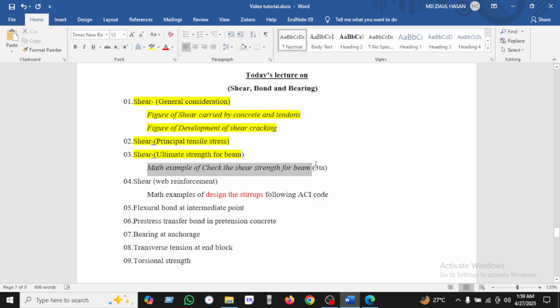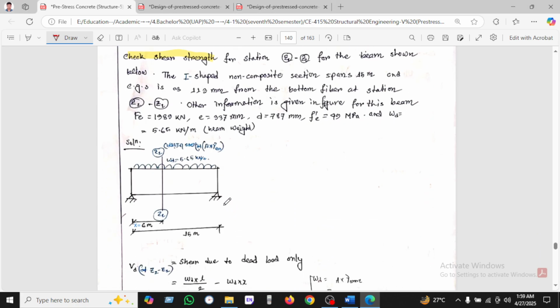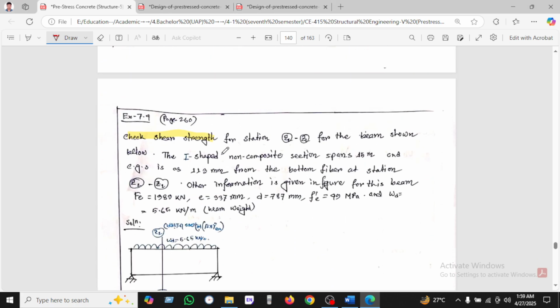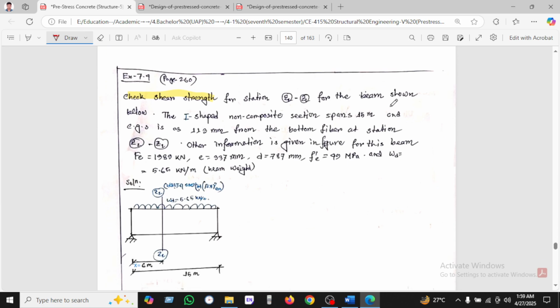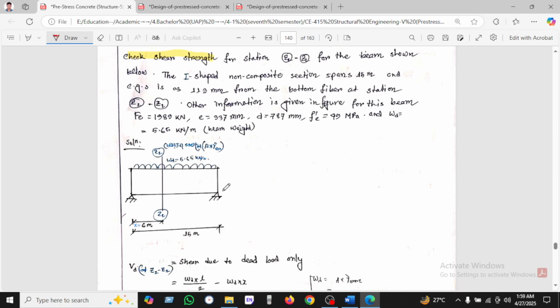I'm just giving this example. So that is one example. Now let's see another example. Check the shear reinforcement, the section is given. The section for the beam is shown below. Here is the beam, and the I shape is non-composite.